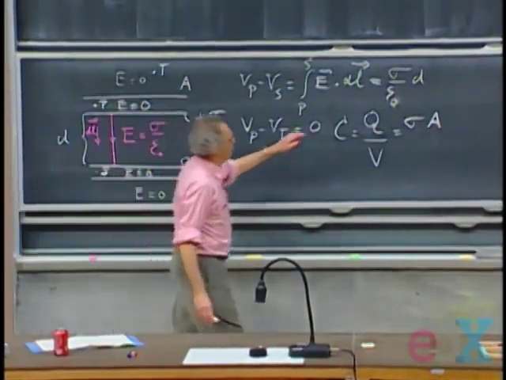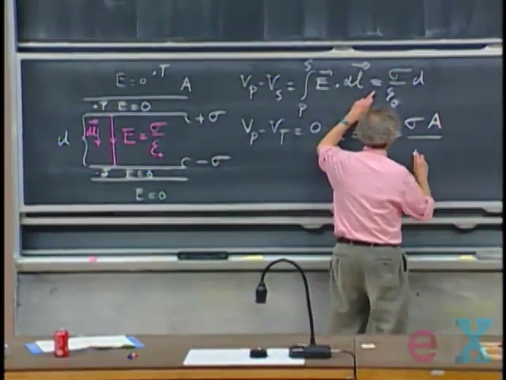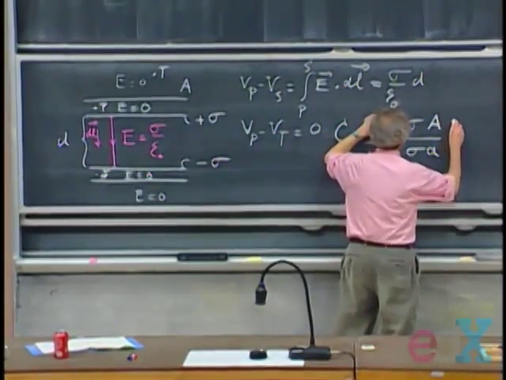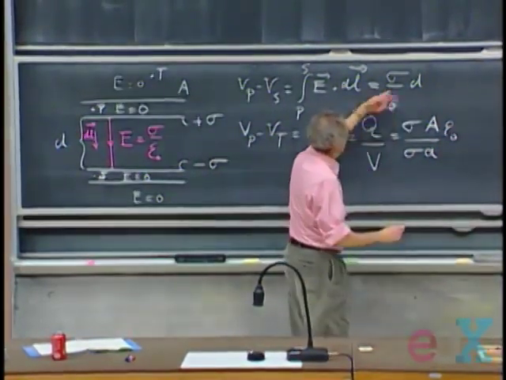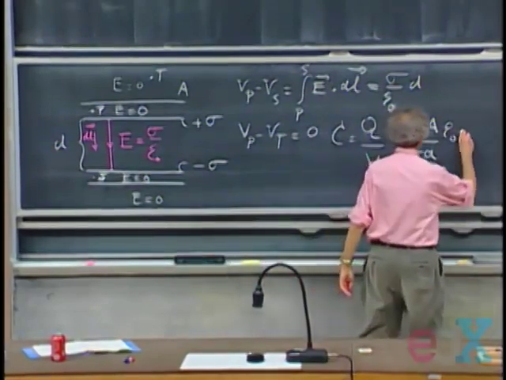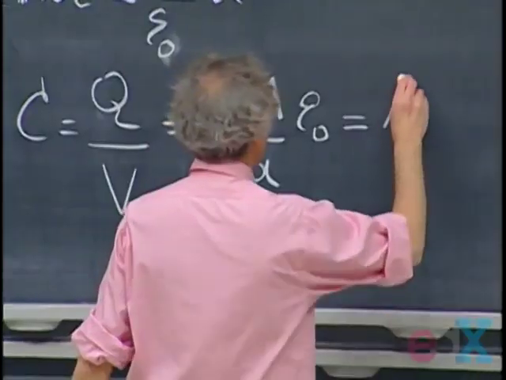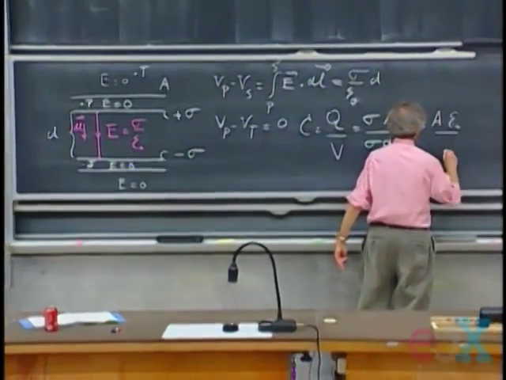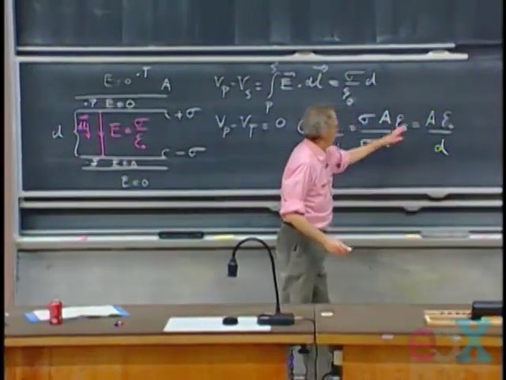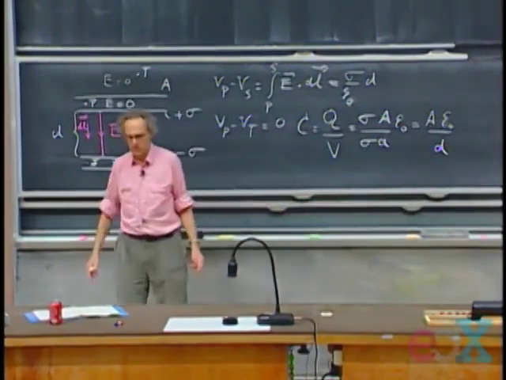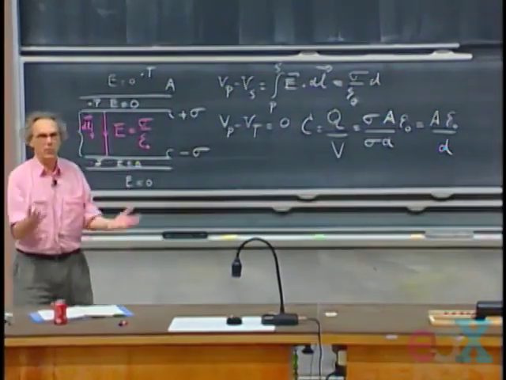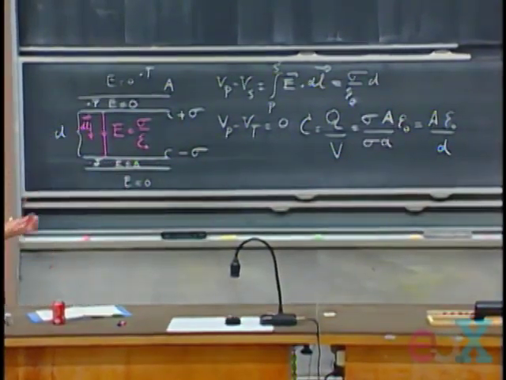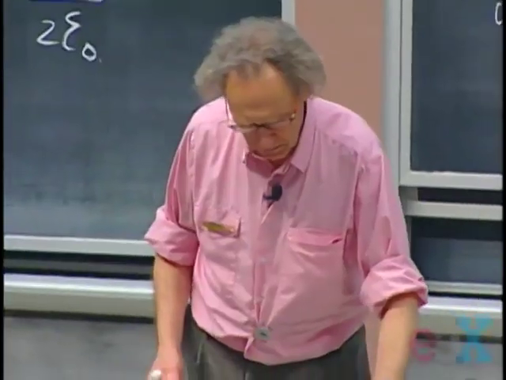And the potential difference we just calculated, that is sigma d divided by epsilon 0. So the epsilon 0 comes upstairs. And so we find now that it is A times epsilon 0 divided by d. Notice it's independent of sigma, of course. Capacitance is geometry. Has nothing to do with how much charge you have on the capacitor.